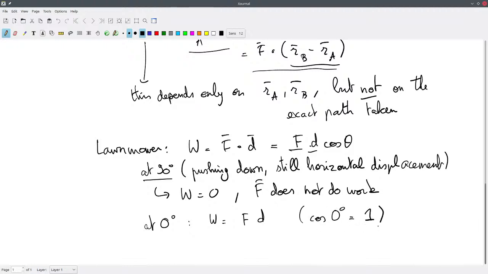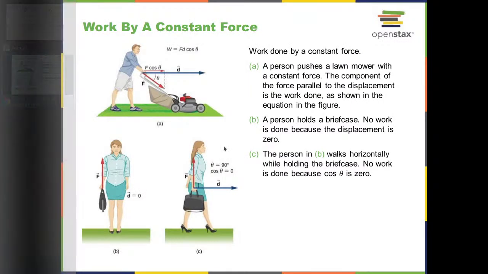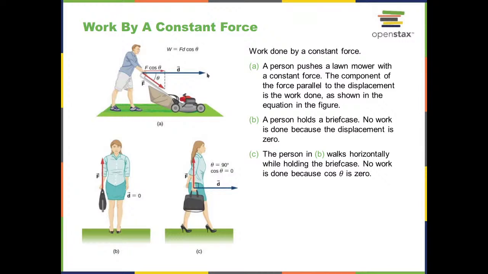So if we wanted to maximize the work done by the force that we're exerting on this lawnmower, then we would want to push along the direction of the displacement. So we've learned a few things. Maximizing the work involves making sure that the force and the displacement are aligned. If there's a force that is normal to the displacement, then there's no work being done.